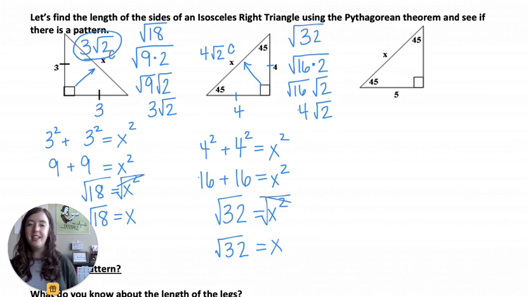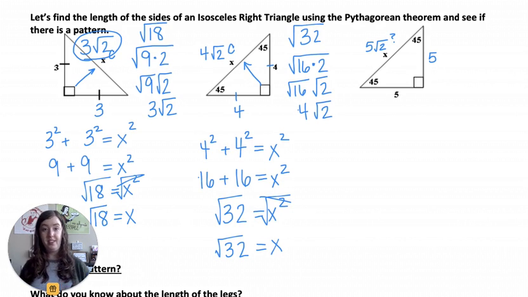All right, so let's take a look at what we found so far. When both of my legs were 3, the hypotenuse was 3 square root 2. When both of my legs were 4, the hypotenuse was 4 square root 2. What do we think is going to happen when both of my legs are 5? Is that going to end up being 5 square root 2? Let's find out.